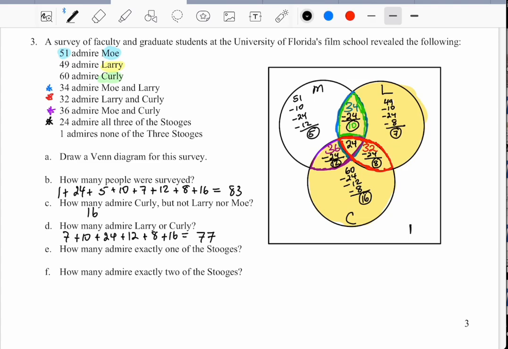How many admire exactly one of the Three Stooges? All right, so now we got to infer what it's asking us. Exactly one? Well, which one? Well, any one. So that could be they only like Mo, or only Larry, or only Curly.